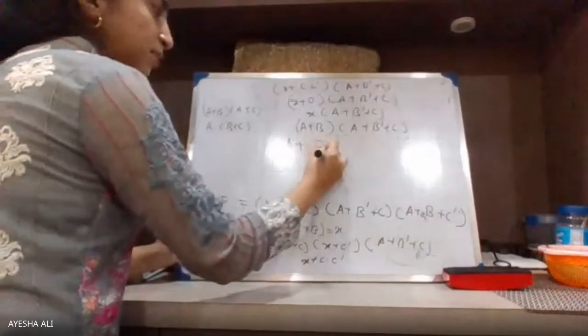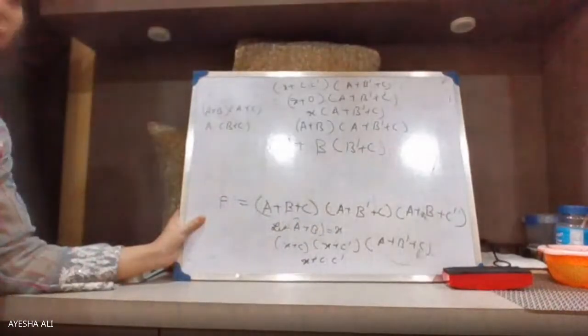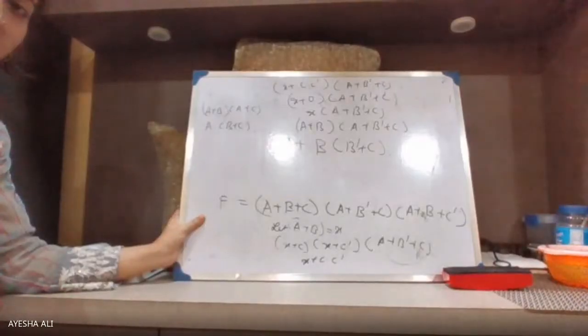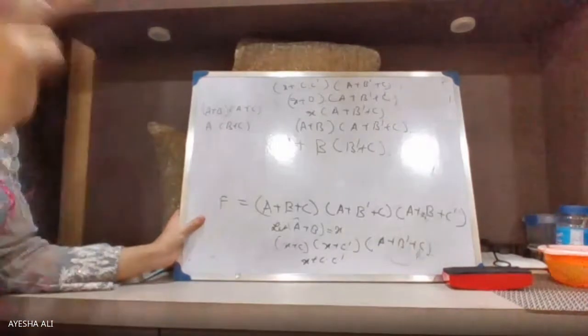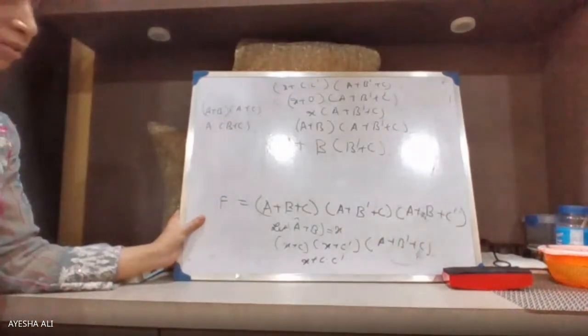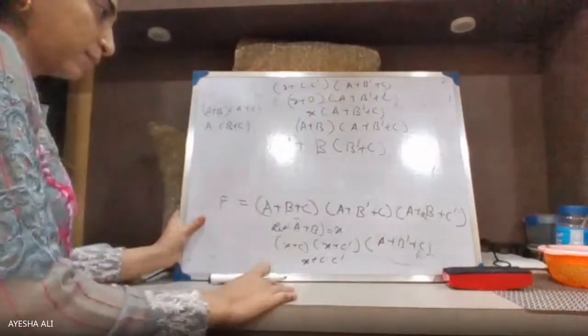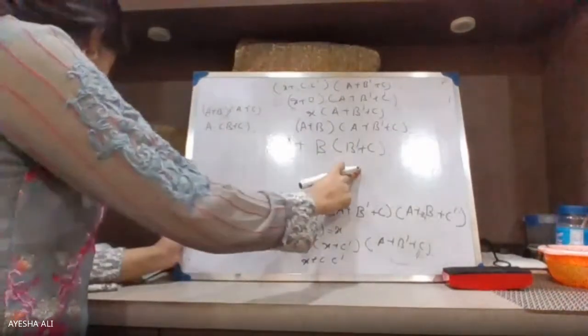A plus B into B complement plus C, using distributive law. Is everyone getting it? Yes, ma'am. That is why I was emphasizing so much on the distributive law. See how and where it comes into use. Everyone got this: A plus B into B complement plus C?